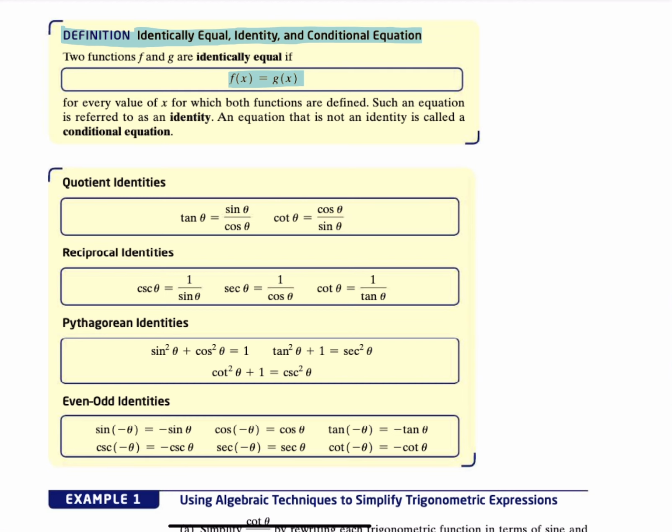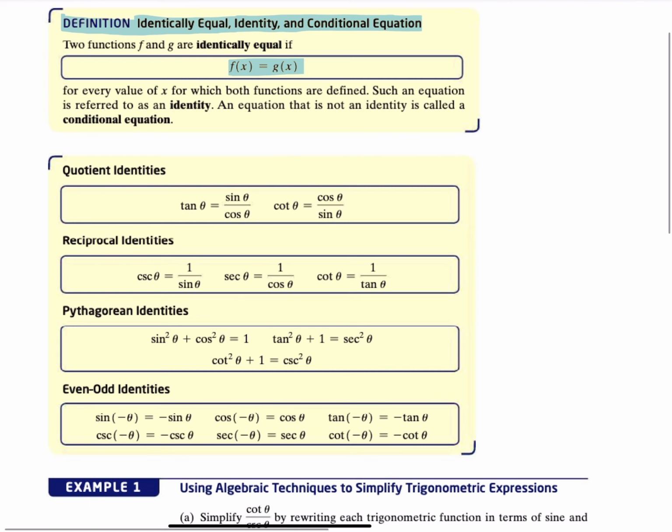So we've seen a few identities already. Like our quotient identities, we're saying that the tangent is equal to sine over cosine, and that's true for all values of theta. It's not conditional. If it was only true for some, like in our last section where we were solving trig equations that were only true for certain angles, those would be conditional equations. But something like tangent equals sine over cosine, that's an identity because it's true for all possible angles. It doesn't matter what the angle is, that will always be true.